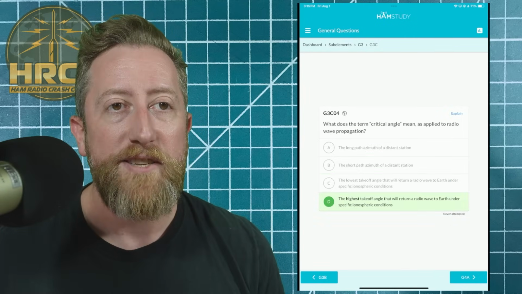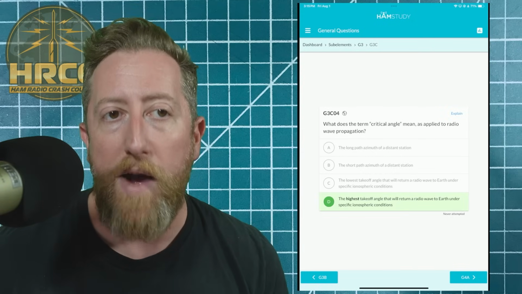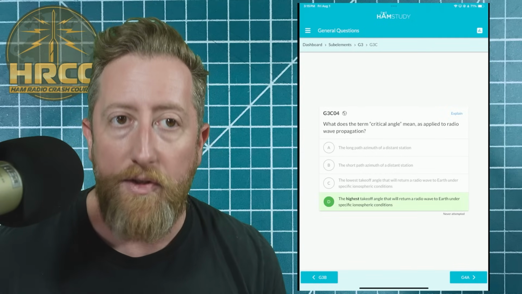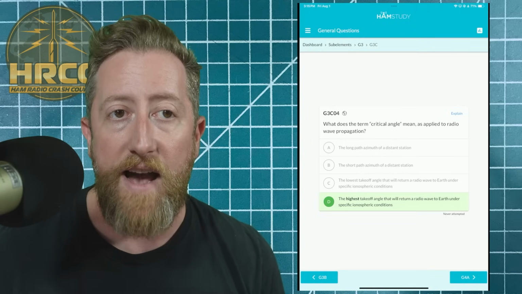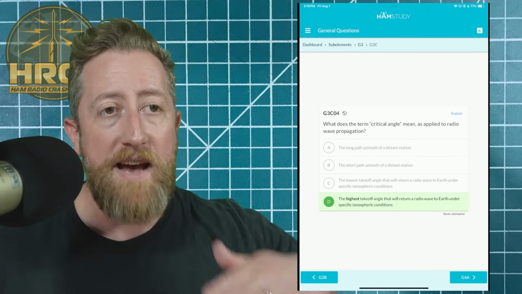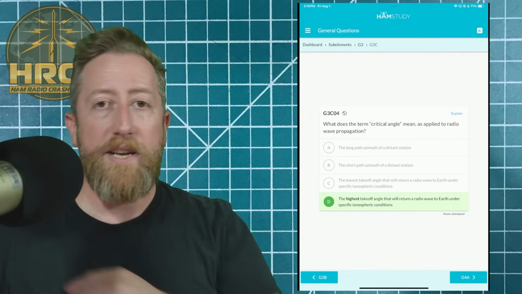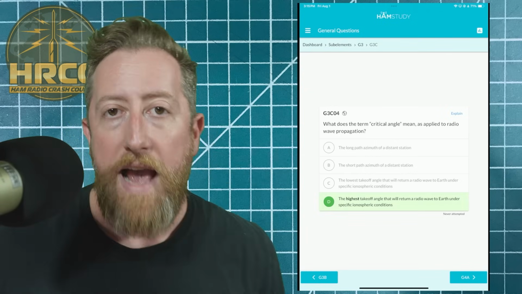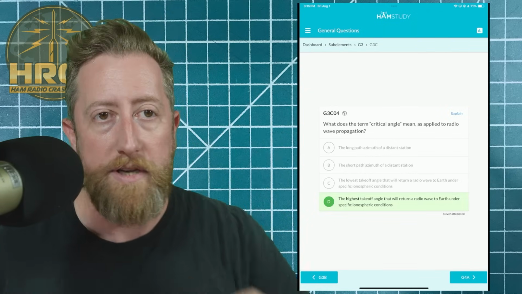Question 4. What does the term critical angle mean as applied to radio wave propagation? And it's D, the highest takeoff angle that will return a radio wave to Earth under specific ionospheric conditions. If you're thinking of a vertical antenna, the RF comes out of it perpendicularly, and it doesn't come out straight. It comes out at all kinds of different angles, and some of those angles will be at a high takeoff angle, and some of them will be at lower takeoff angles.